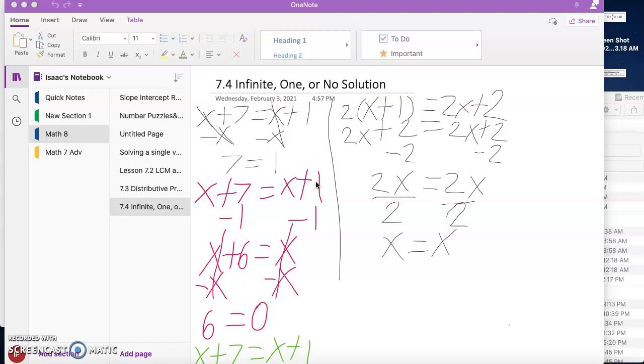I could say that x is 5, and let's see, if x is 5, then I'd put 5 here and 5 there, and I'd get 5 equals 5. If I say x is 3, I'll put 3 here and 3 there and say 3 equals 3. No matter what number I replace x with, that's going to be true. So this one is what we call infinite solutions.